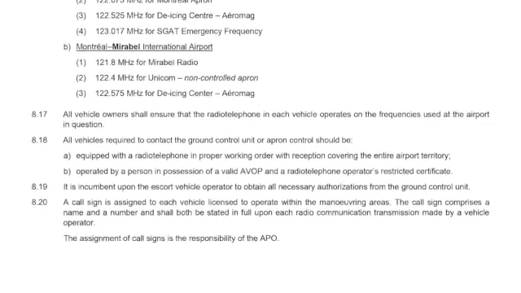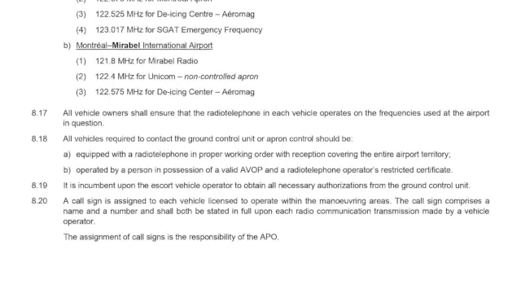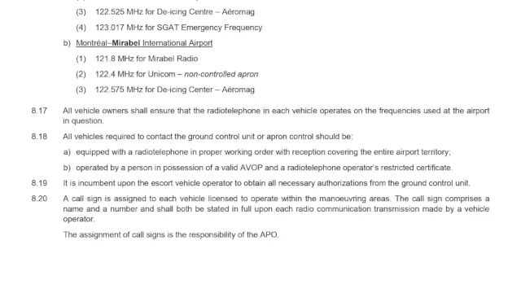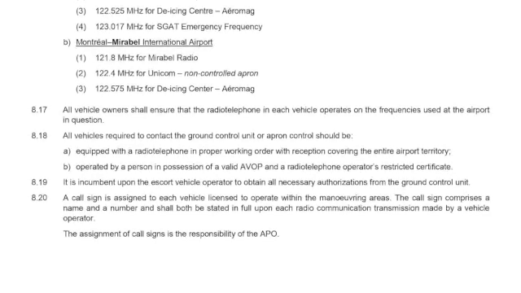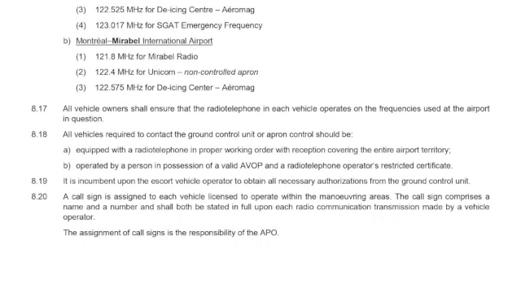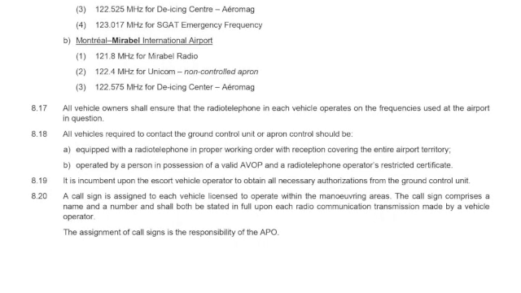20. A call sign is assigned to each vehicle licensed to operate within the maneuvering areas. The call sign comprises a name and a number and shall both be stated in full upon each radio communication transmission made by a vehicle operator. The assignment of call signs is the responsibility of the APO.